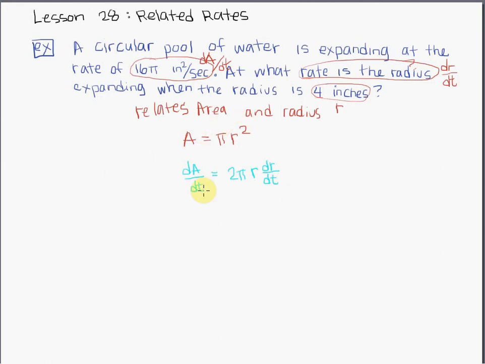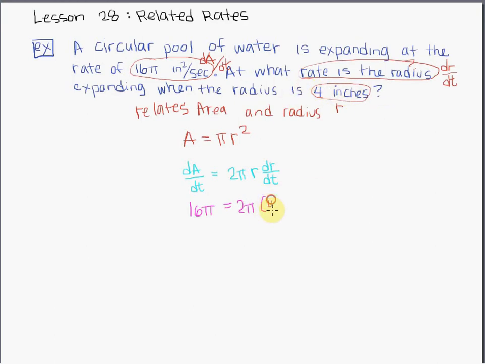Okay, so now we have this, and we know now that we have dA/dt is equal to, so this is the part where we can start plugging things in. Don't ever plug things in until you've taken the derivative. So dA/dt is 16 pi. And we still have this 2 pi here, and then we want to know when the radius is at 4.